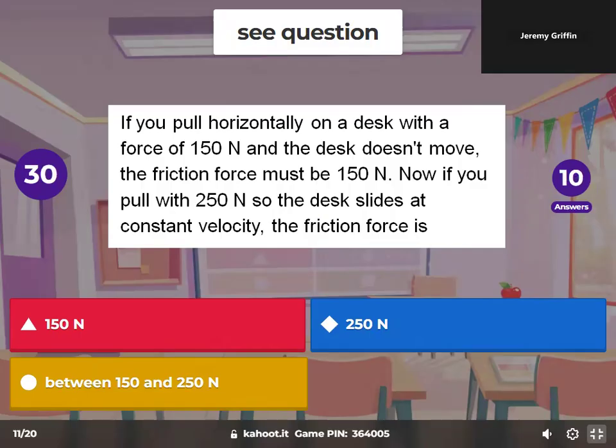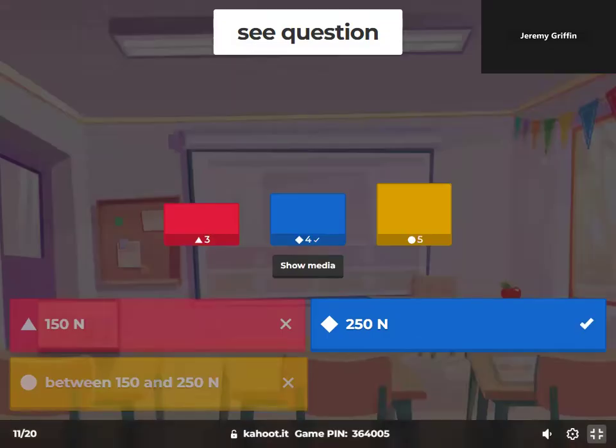Here, I'll give you guys a hint. Constant velocity. What's the net force for constant velocity? Yeah, it would be 250 newtons, same as you're pulling. And I'll draw up a picture to show you guys why.